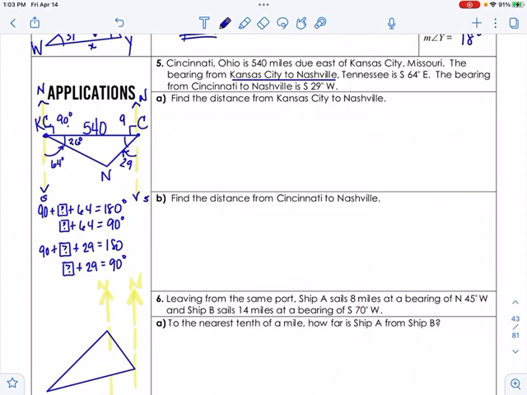And I'll do the same thing for the right-hand side. So 90 plus 29, and then subtract that from 180, and I would get 61. Okay, 61 degrees here. So then it makes it easy to find angle N. I would just say 180 minus the quantity 26 plus 61, and I'm going to get 93 degrees.